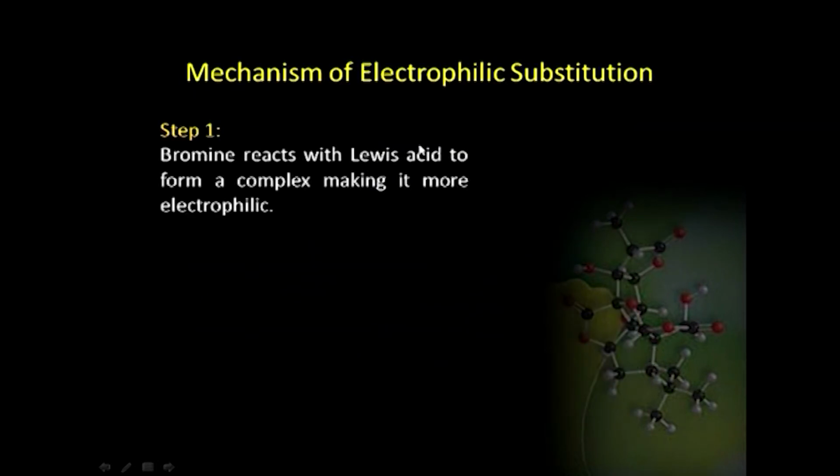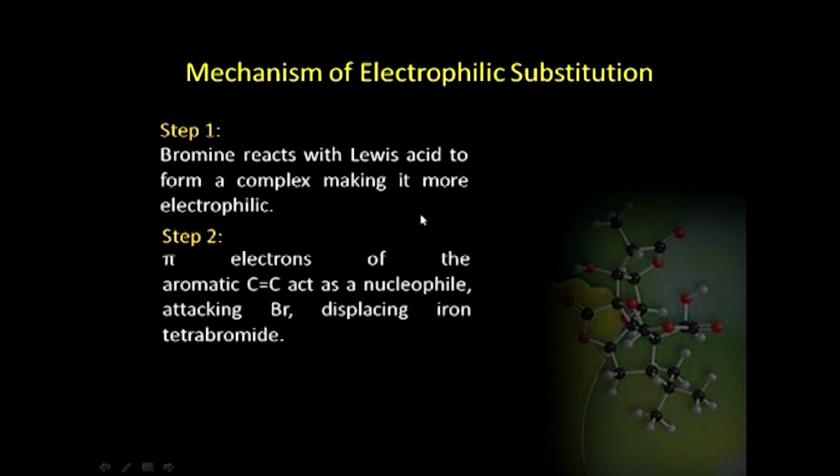The mechanism of electrophilic substitution follows the following steps. The first step is when bromine reacts with the Lewis acid to form a complex, making it more electrophilic. In the next step, the pi electrons of the aromatic C=C act as a nucleophile, attacking the Br and displacing iron tetrabromide.